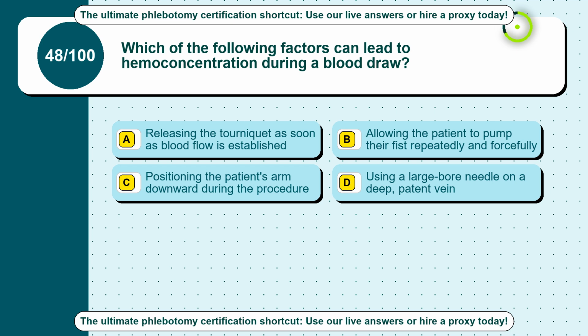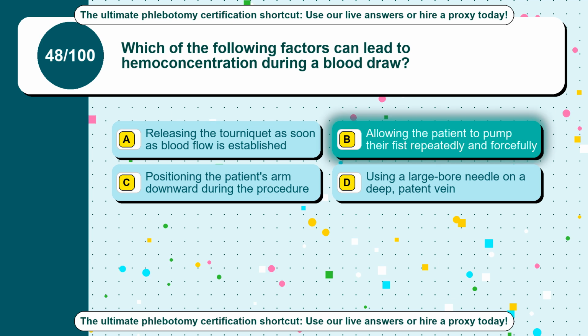Option A. Releasing the tourniquet as soon as blood flow is established. Option B. Allowing the patient to pump their fist repeatedly and forcefully. Option C. Positioning the patient's arm downward during the procedure. Option D. Using a large bore needle on a deep, patent vein.